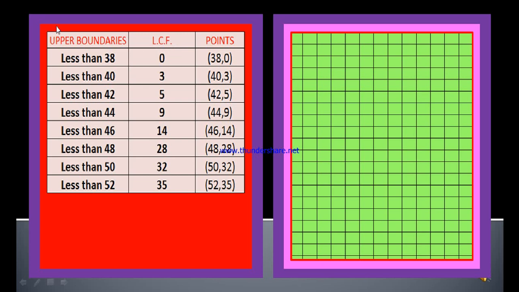Now in order to draw a less than type Ogive, we have to consider upper boundaries on x-axis and less than cumulative frequency on y-axis. Therefore the points will be 38, 0 is the first point, 40, 3, 42, 5 is the third point, 44, 9, 46, 14, 48, 28, 50, 32, 52 and 35. You have to plot all these points on the graph and we have to join them with your free hand.